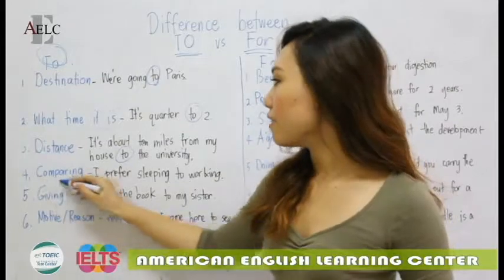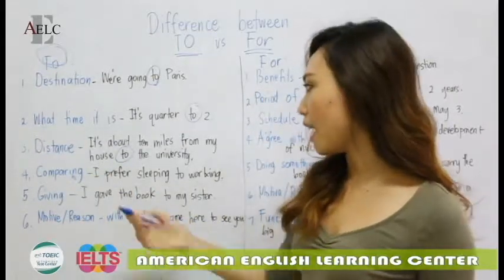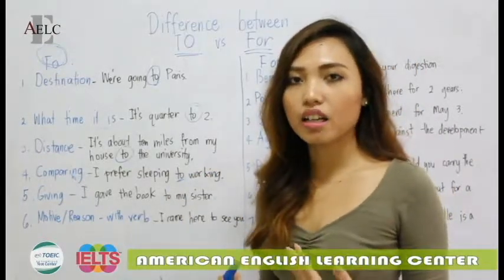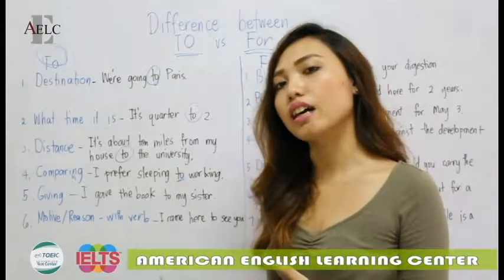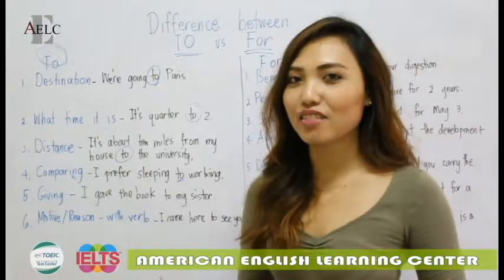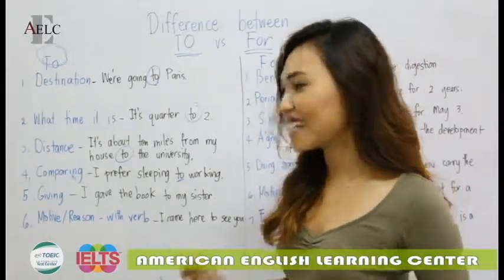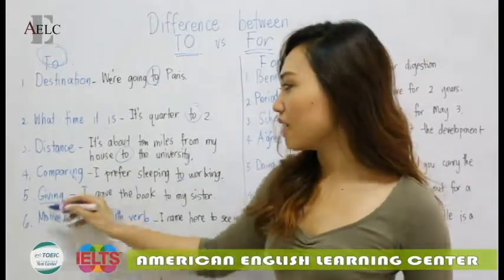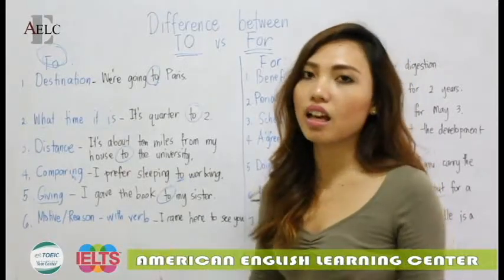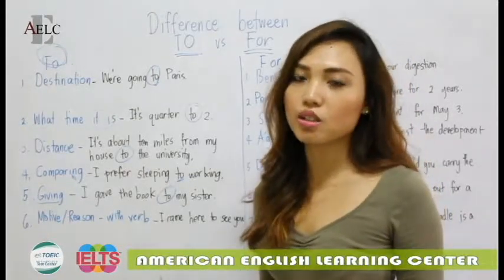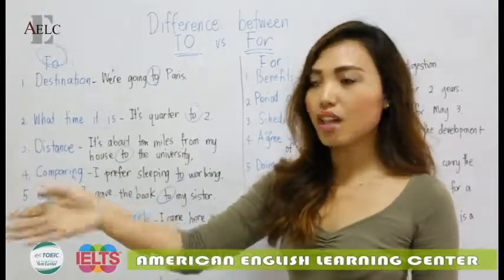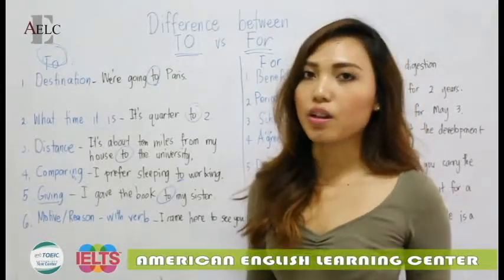The fourth one is if we are comparing. For example, I prefer sleeping to working. I'm comparing, telling you I really want sleeping more than working. Of course, I think everybody loves sleeping, right? The fifth one is giving. For example, I gave the book to my sister. If you gave an object or an item to someone, we usually use to. To whom? So we use it for giving also.